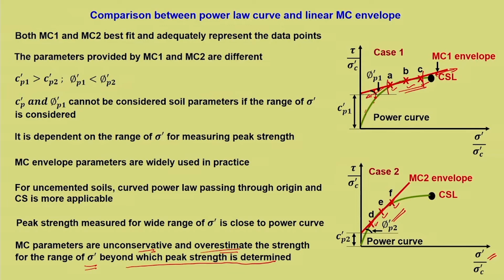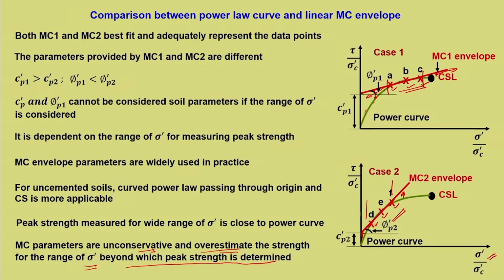Whether that much strength is available or not is a debatable subject. But according to the mathematical framework, what we need to understand is that Mohr-Coulomb is valid only within the range for which the strength is determined. Beyond this range, there is an overestimation of strength by the Mohr-Coulomb failure envelope. We are basically working with higher strength.